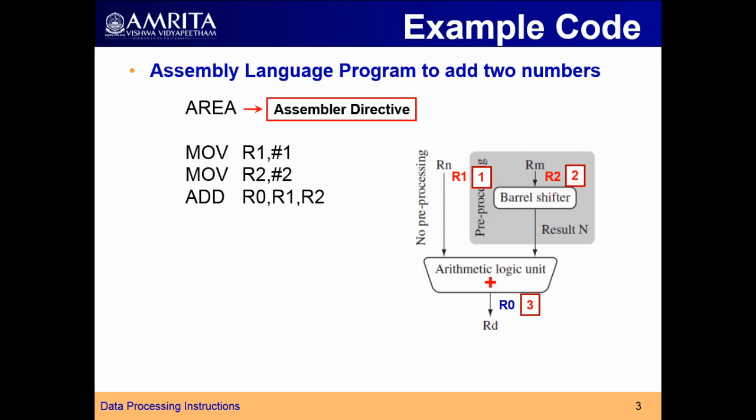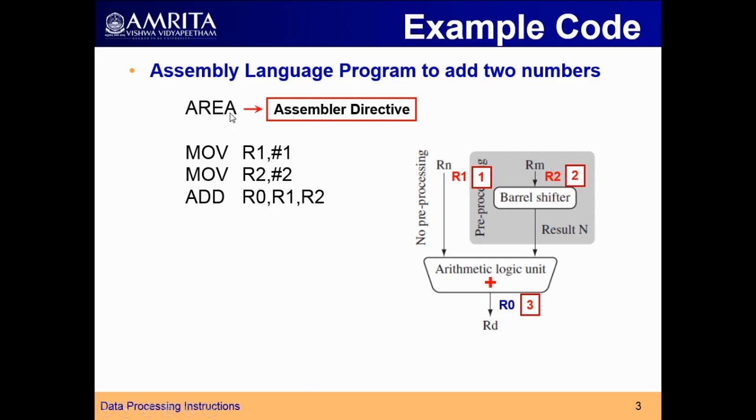The AREA directive tells the assembler that this area should be used for storing the program. Whatever program you are writing here should be stored in a particular area. In the previous slide we have seen two areas: one is known as code memory, another is known as data memory. In my case I am going to instruct the assembler to store my program in the code memory. How will I instruct that? Using this directive known as AREA.